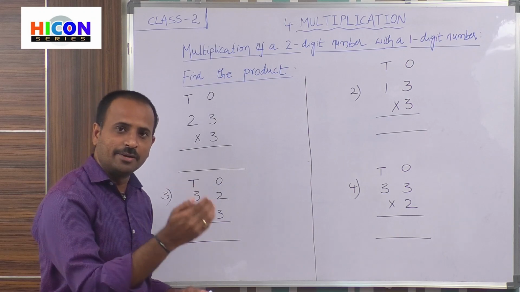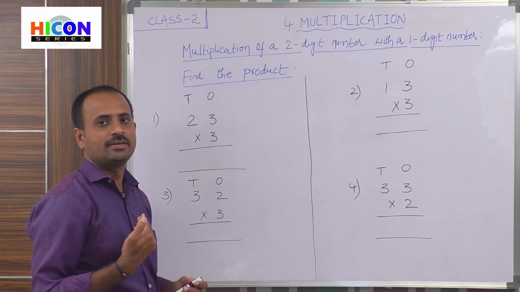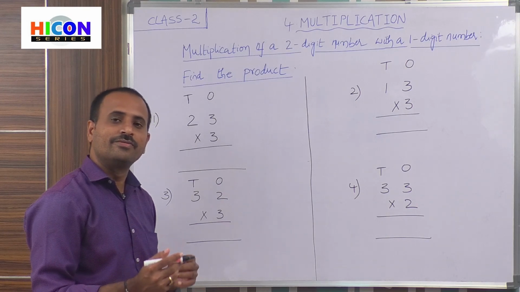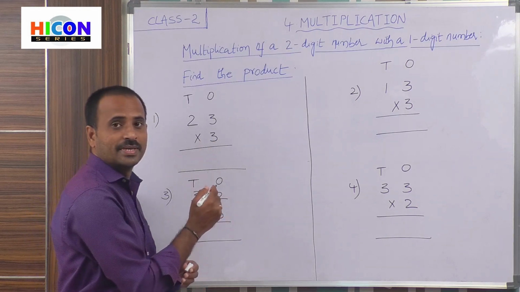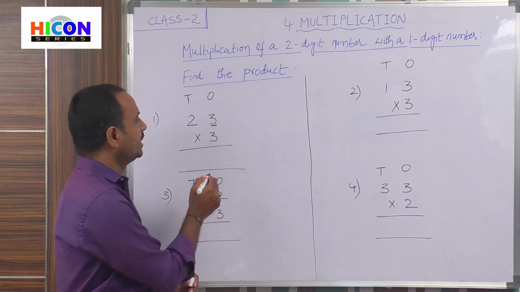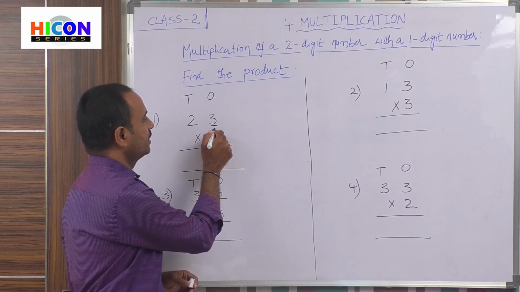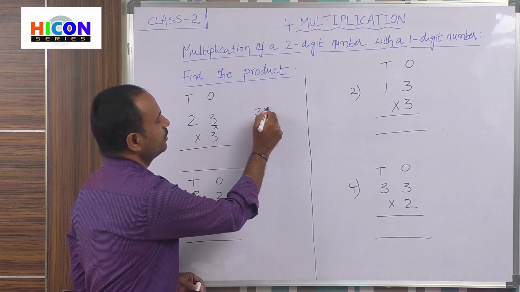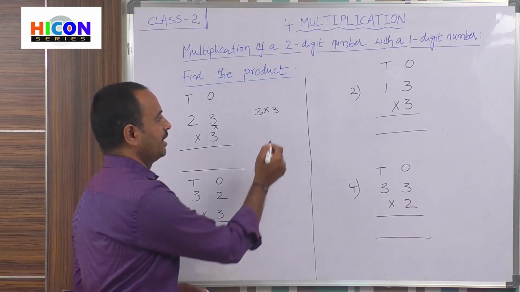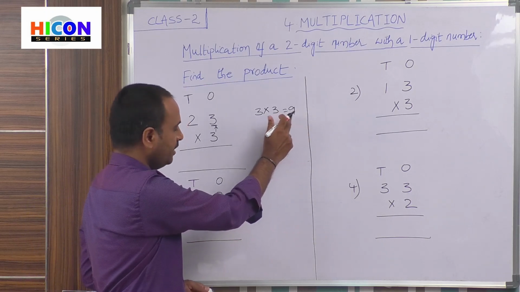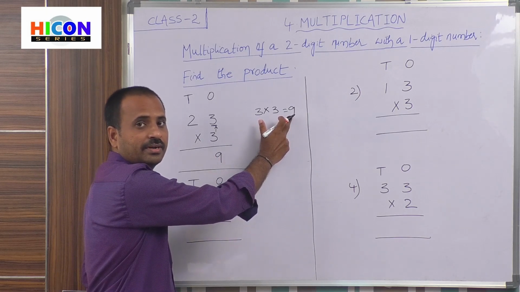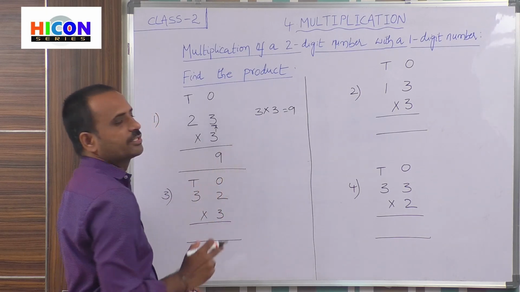So first start the multiplication from the ones place. That is, multiply the digit present in the ones place with 3. What is the digit present in the ones place here? 3 is present in ones place. So multiply this 3 with 3. That is 3 into 3. Children, 3 threes are how much? 3 threes are 9. So write this 9 under ones place. Here 9 is a single digit number, so write that 9 under ones place.